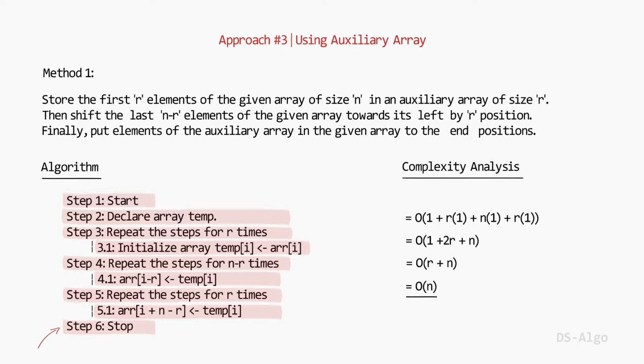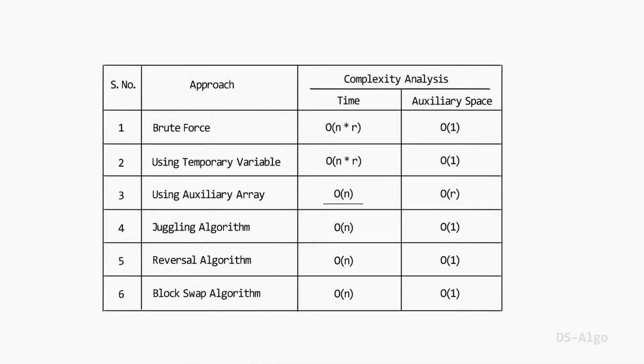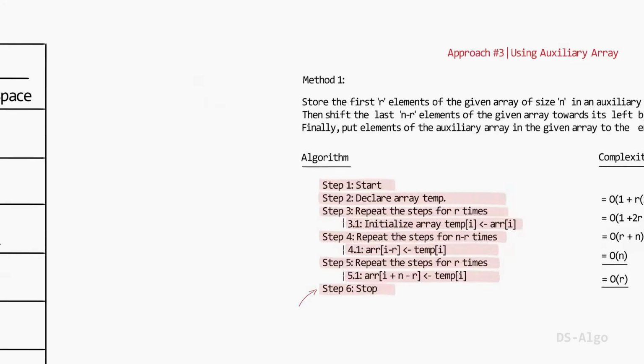Let's find the auxiliary space of this algorithm. As we can see, temp is the only auxiliary array having dynamic space at any given execution time. That is, the space will increase linearly with the increase in the rotation count input, that is r. Therefore, auxiliary space is linear, which is represented as big O of r. This is how the time complexity and auxiliary space of the auxiliary array approach is calculated.